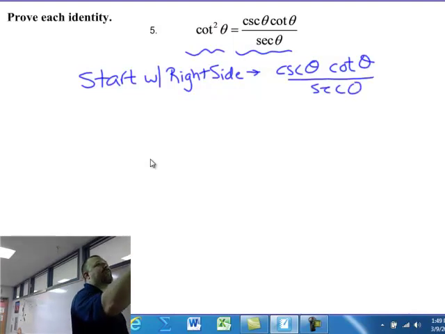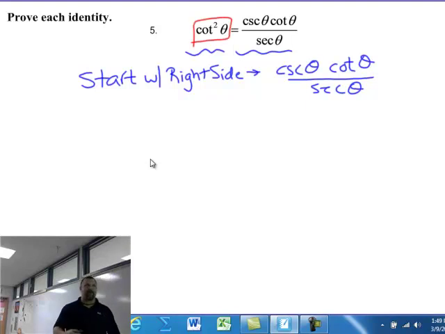And we're going to do stuff to it, just like we did before, but now we know we're trying to make it equal cotangent squared. So it's just like before, but we know the answer. So now we're just going to work on this side just like we did the earlier problems. What was our first strategy from before? Change everything to sine and cosine.